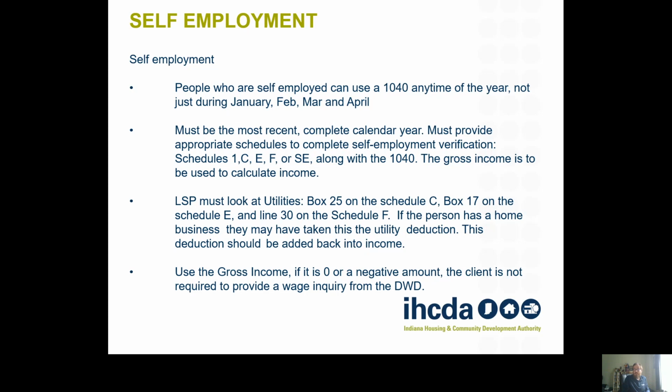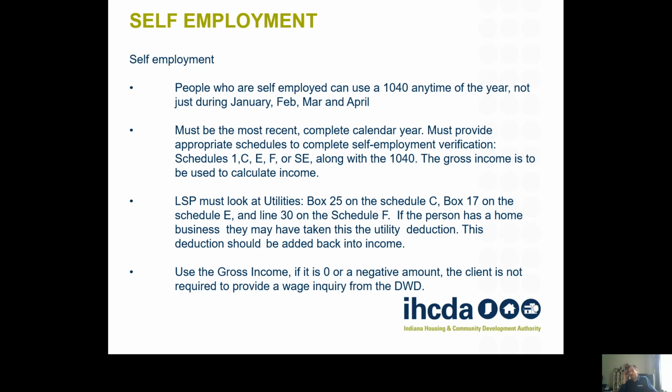It must be for the most recent complete calendar year. So for instance, if they are applying in January of 2021, let's go even later. Let's say they're applying in March of 2021. They are not required to have completed their 2020 taxes until April 15th. So if they're applying in March of 2021, they may not have completed their 2020 taxes, and so they can apply using their 2019 taxes. Now, if they have already filed their 2020 taxes, then they must use the 2020 taxes. It's whatever they filed most recently.